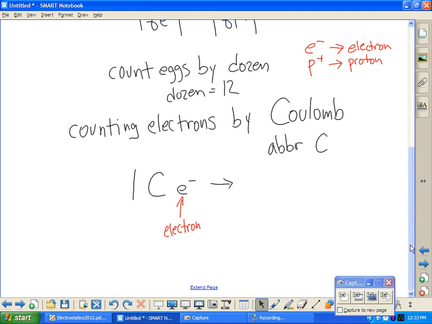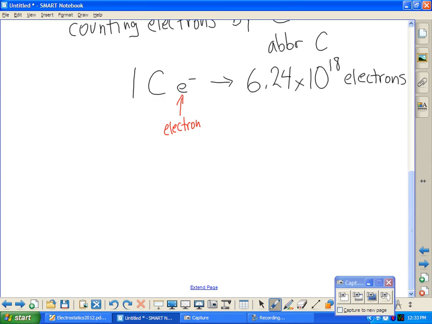How much are in a Coulomb? What an excellent question, Mr. G. If you have a Coulomb of electrons, you have a little more than 12. You have 6.24 times 10 to the 18th electrons. That's a lot. That is a whopping great number of electrons.